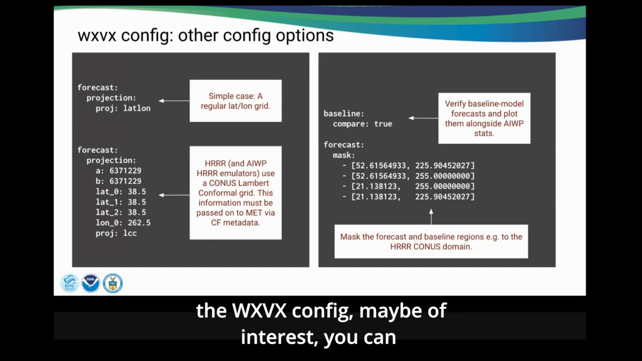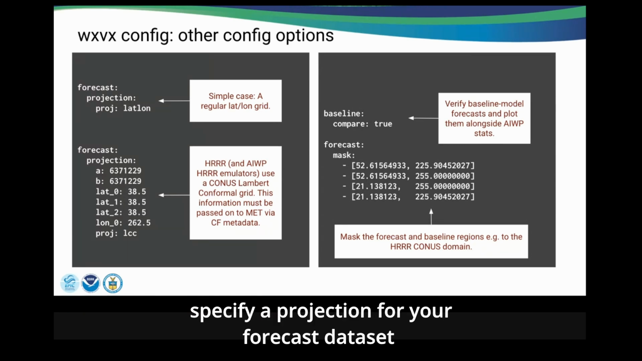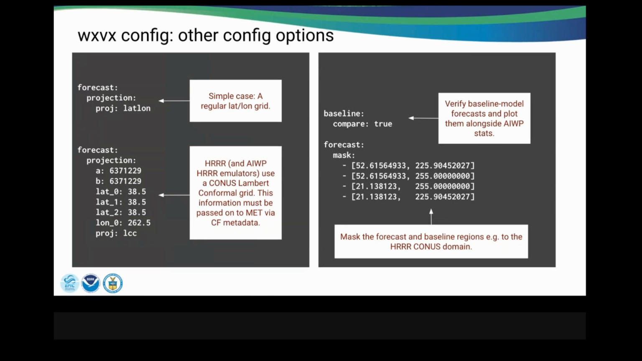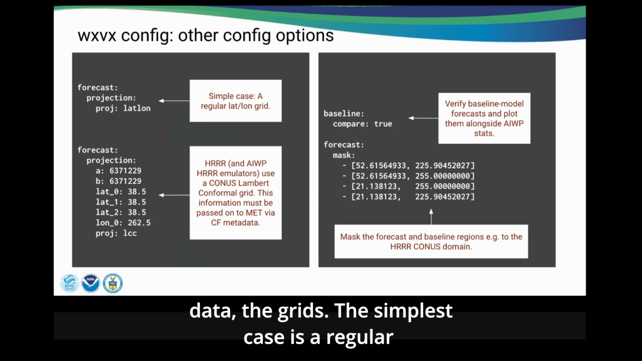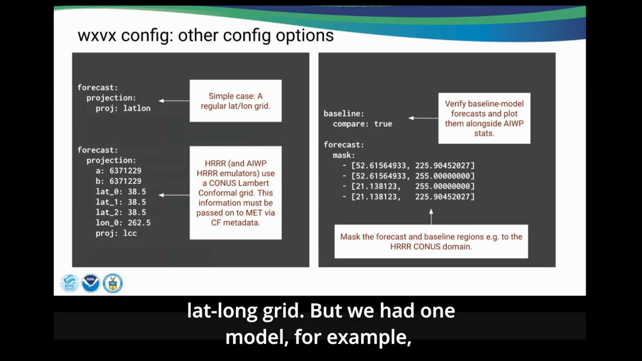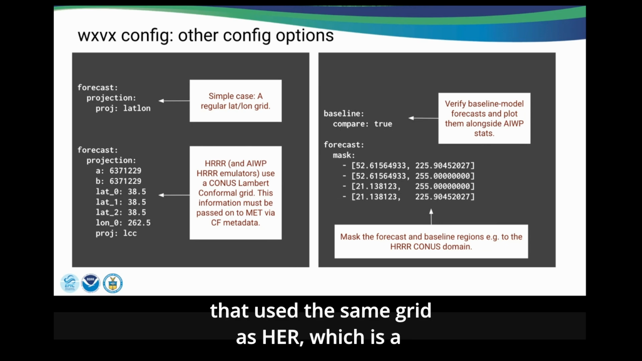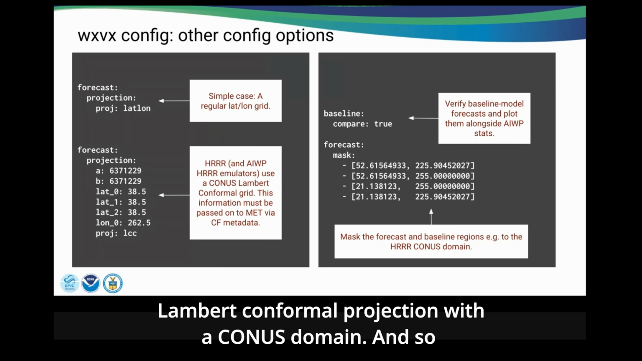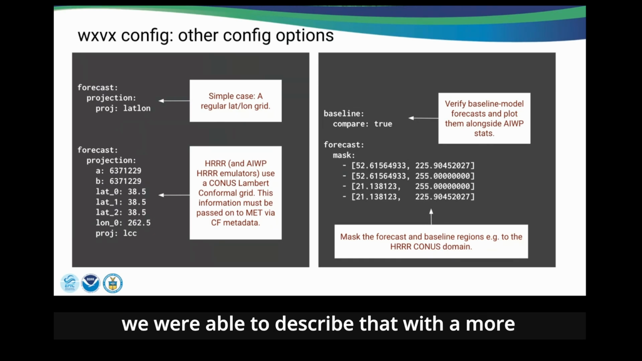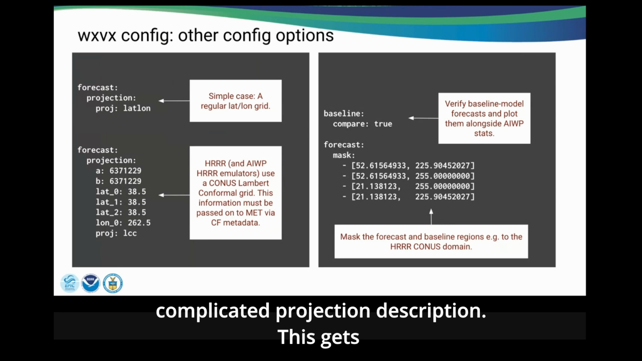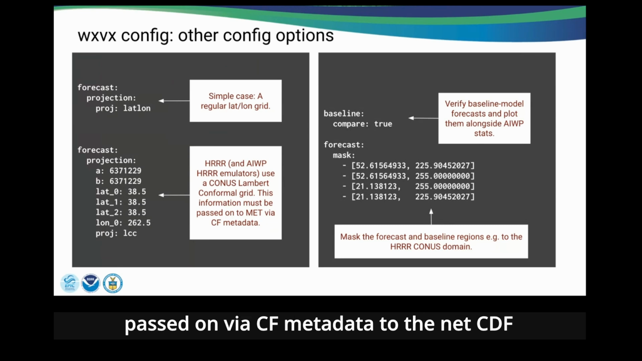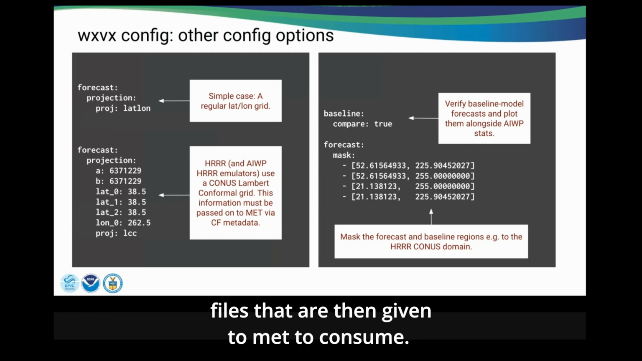Other things in the WXVX config may be of interest. You can specify a projection for your forecast data set, the grids. The simplest case is a regular lat-long grid, but we had one model, for example, that used the same grid as HRRR, which is a Lambert conformal projection with a CONUS domain. And so we were able to describe that with a more complicated projection description. This gets passed on via CF metadata to the NetCDF files that are then given to MET to consume.